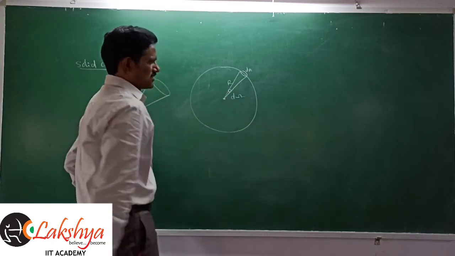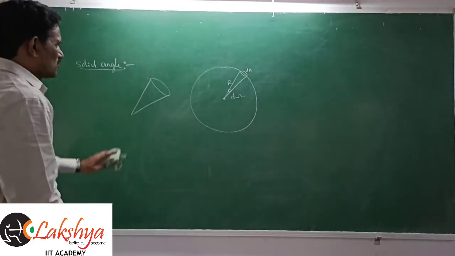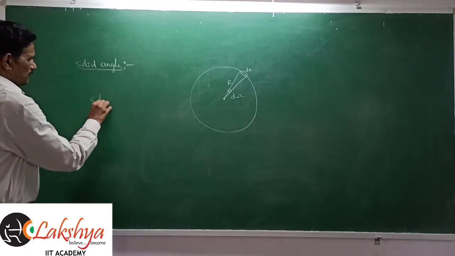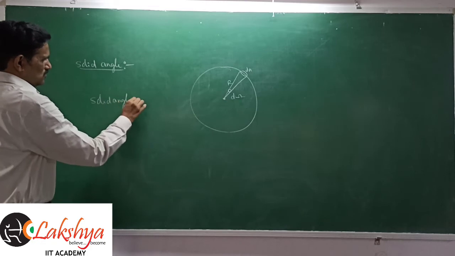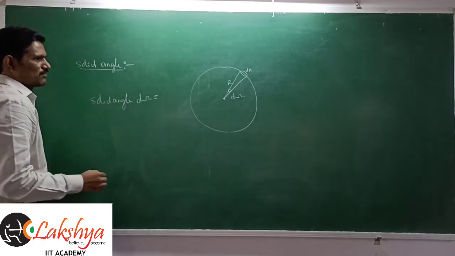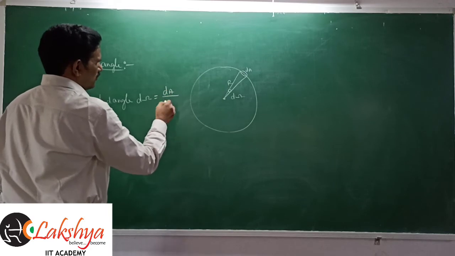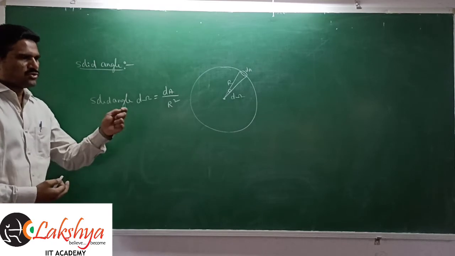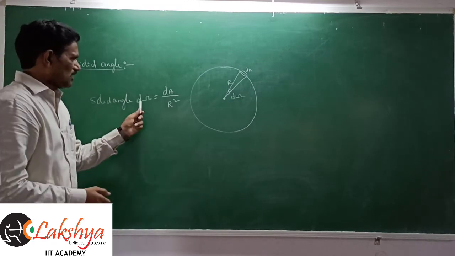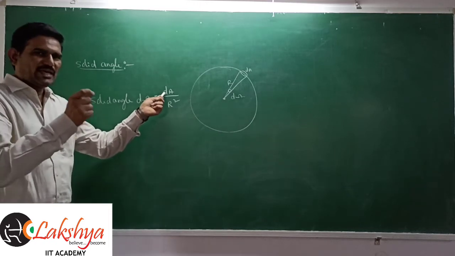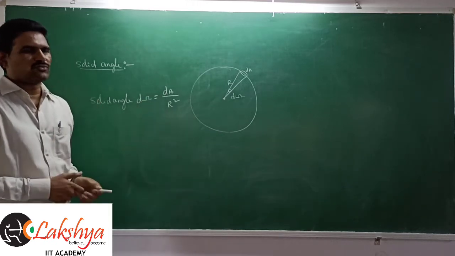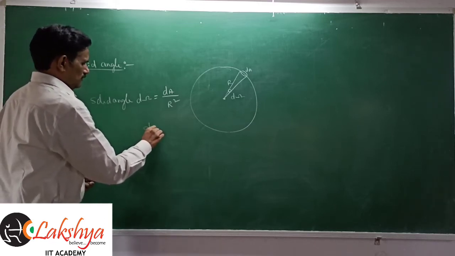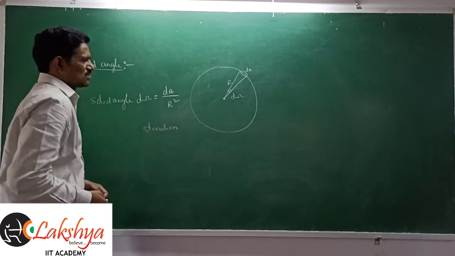So now mathematically the solid angle is defined as: d omega is equal to dA, the area of that element, by the square of the radius. Like the plane angle we define as the length of the arc by radius, the solid angle is defined as the ratio of the area of the element to the square of that radius. And its unit will be steradian.